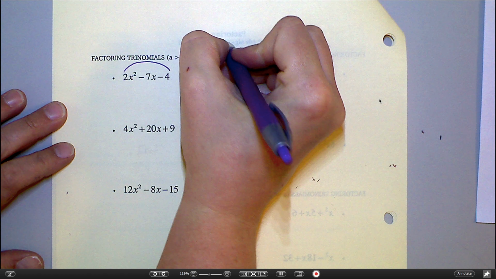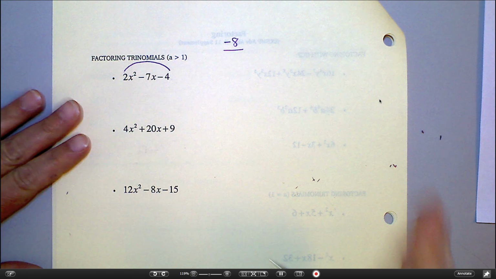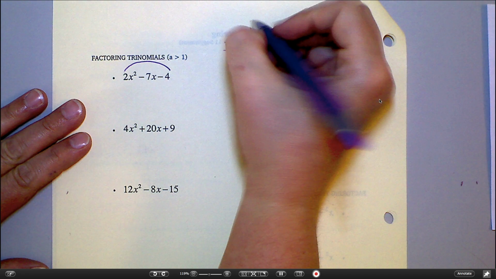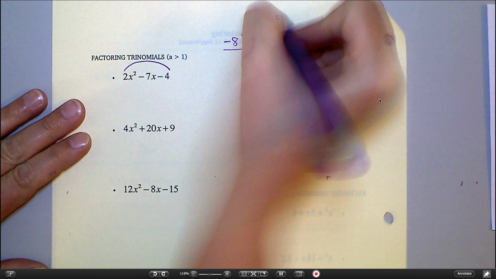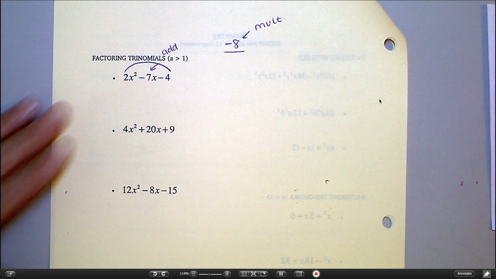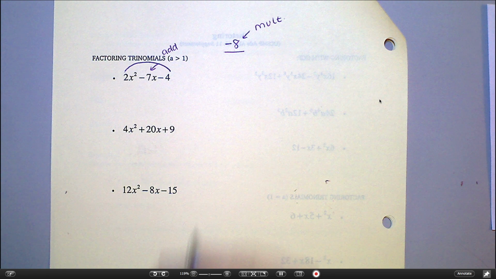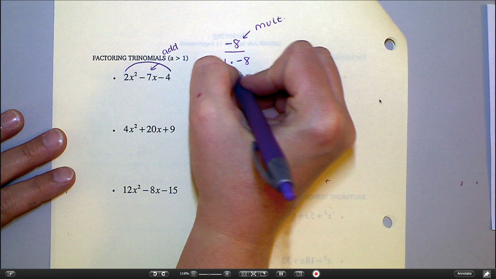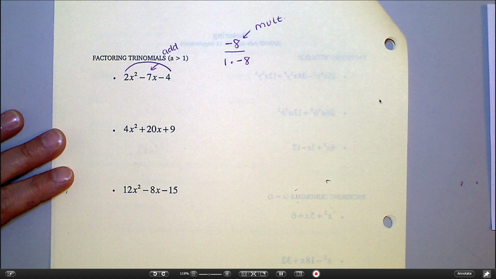So that's a negative 8. And then kind of like what we were doing before, we want to find a combination of numbers that multiplies to make this, but adds to make that number in the middle. Okay, so multiplies to make negative 8, adds to make negative 7. Okay, and I'm going to go with 1 times negative 8, because 1 times negative 8 would give me negative 8, and then 1 plus negative 8 gives me negative 7.